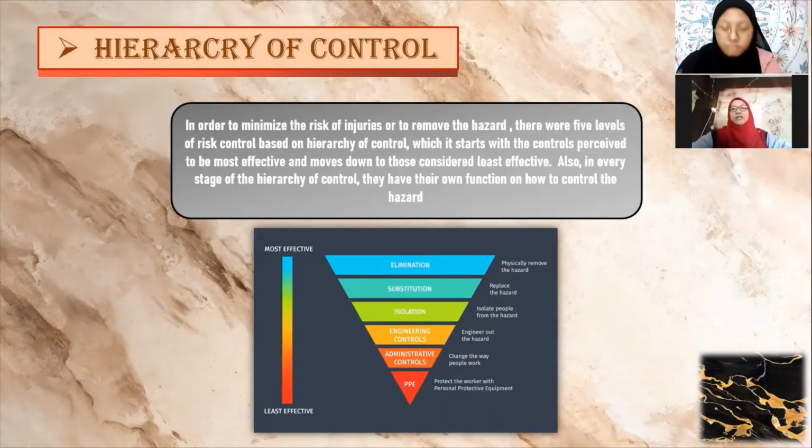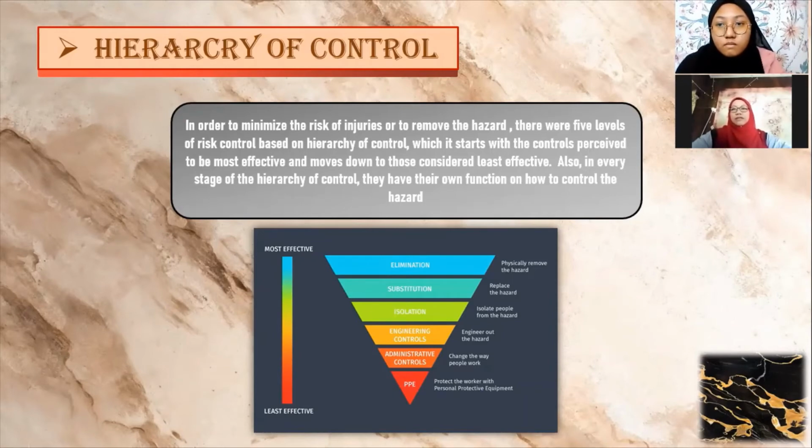Control. As we know, hazards at the workplace can occur anytime and anywhere, especially if the workplace is not systematically maintained and if the person is careless. They will be exposed to many hazards such as chemical hazard, physical hazard, ergonomic hazard, biological hazard, and more, which can affect life, whether fatal or not. So to minimize the risk of injuries or to remove the hazard itself, DOSH defines 5 levels of risk control based on the hierarchy of control, starting with the control perceived to be most effective and moving down to those considered less effective.